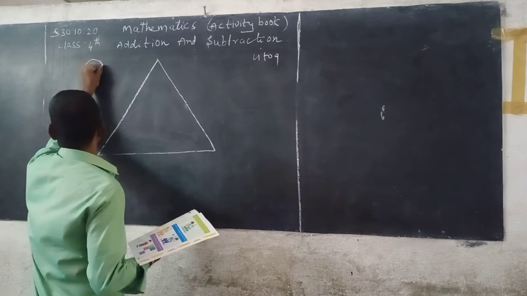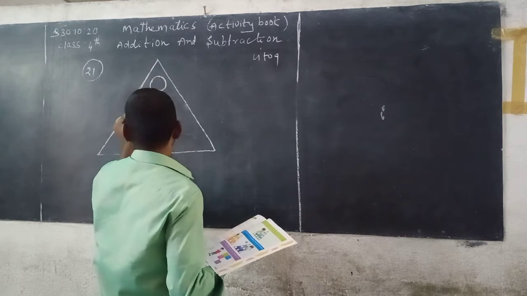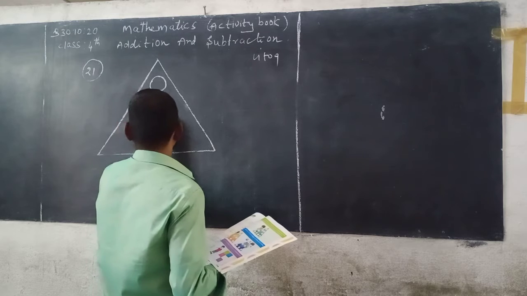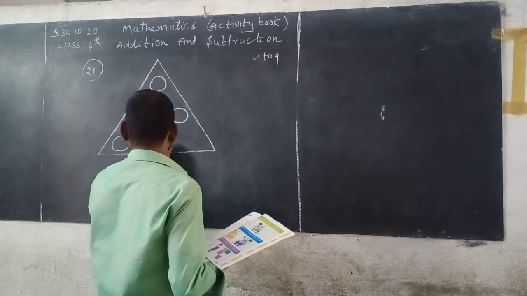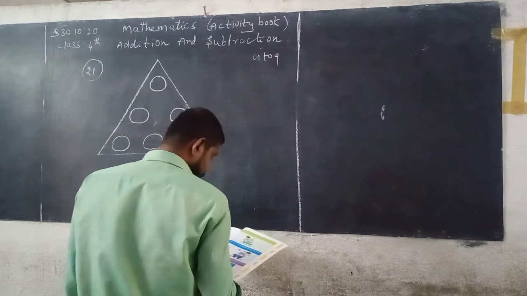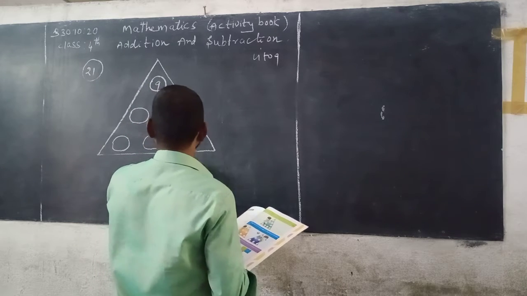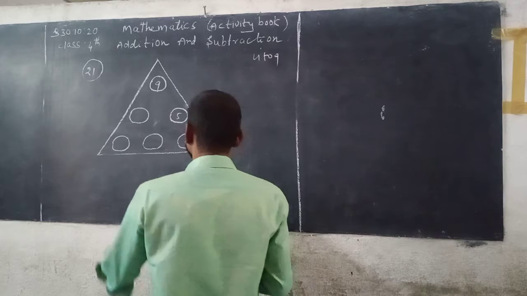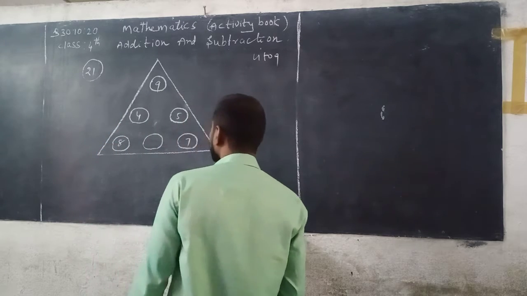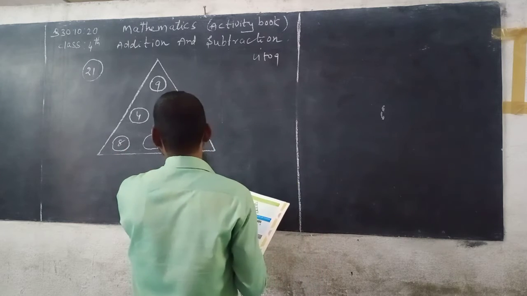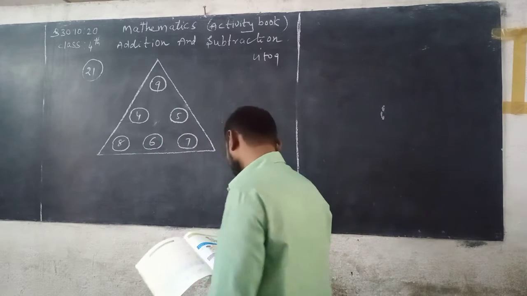So sum is equal to 21. See here, 9 plus 5, 14 plus 7, 21. 9 plus 4, 13, 13 plus 8, 21. 8 plus 7, 15, 15 plus 6, 21.